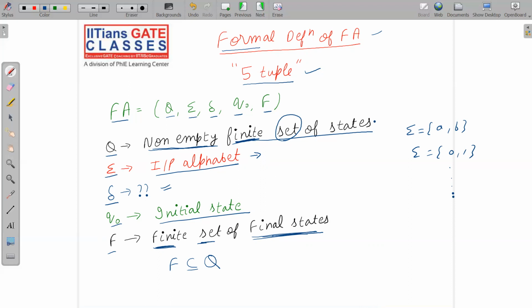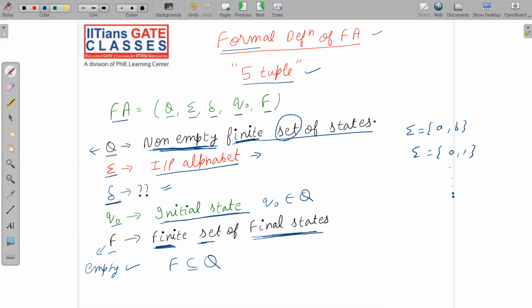That's why I was saying you have to remember each and everything word by word, otherwise you will make mistakes in the exam. Q must be non-empty, and F can be empty also. And q naught is the initial state, so q naught will also belong to Q. I hope I have made the point clear to all of you. So these are the five tuple.